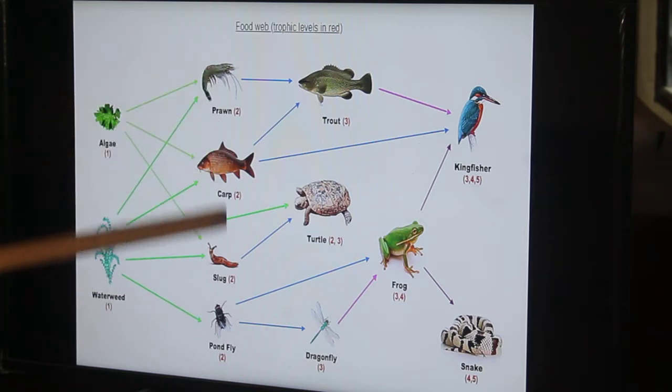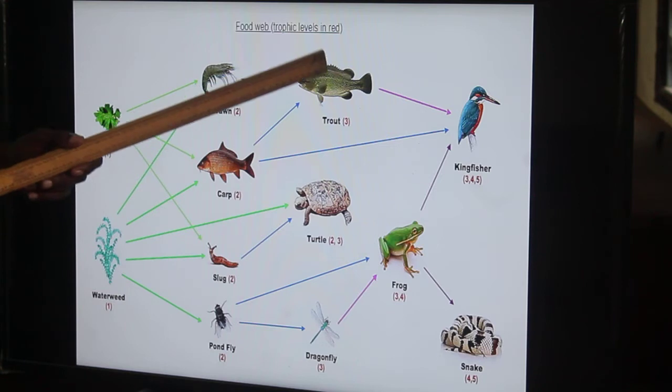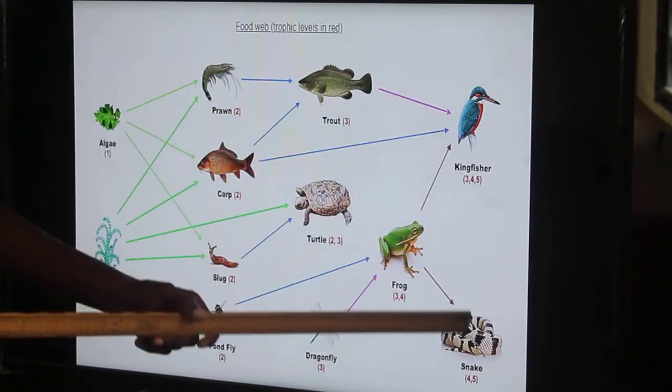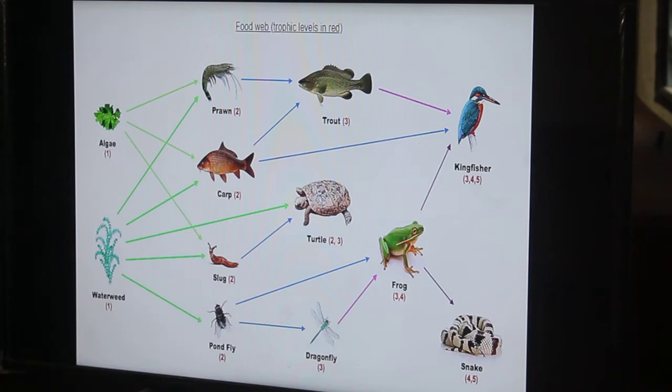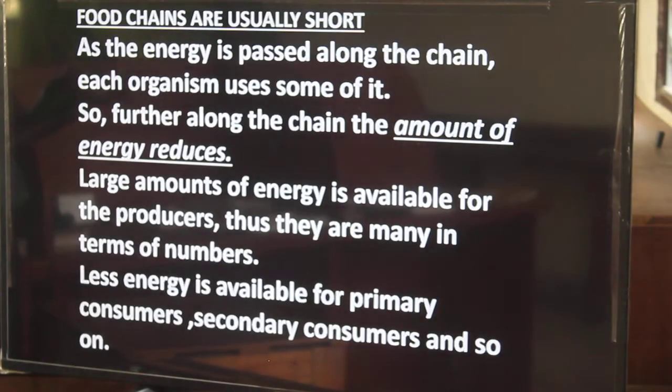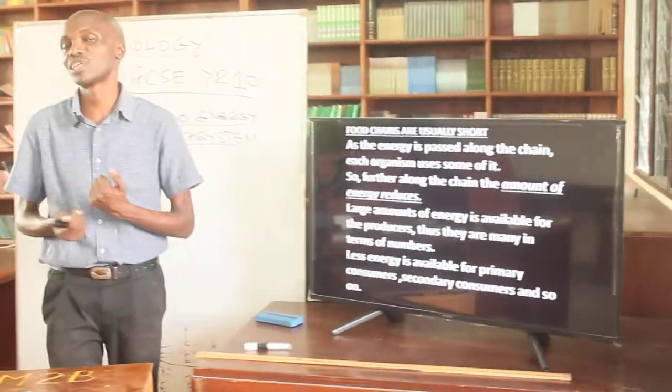Then we have primary consumers, which are fed on by secondary consumers. And the last column that we have depicts tertiary consumers. So those are the trophic levels that we are looking at, from one level to the other, depending on the type of food. Then realize that our food chains are normally very short.